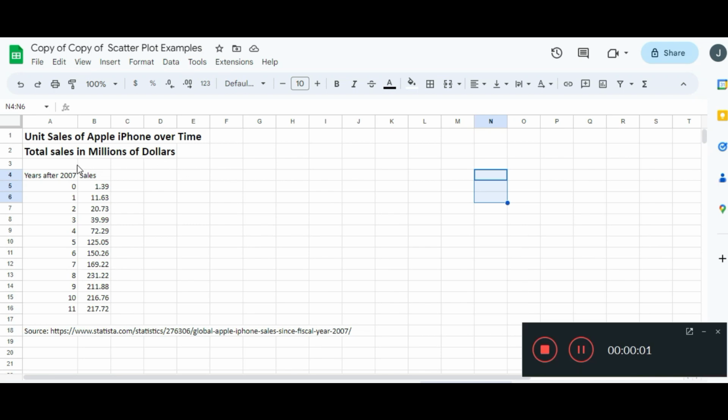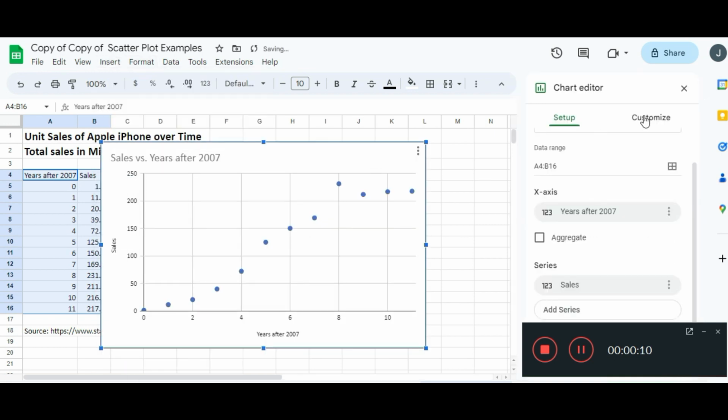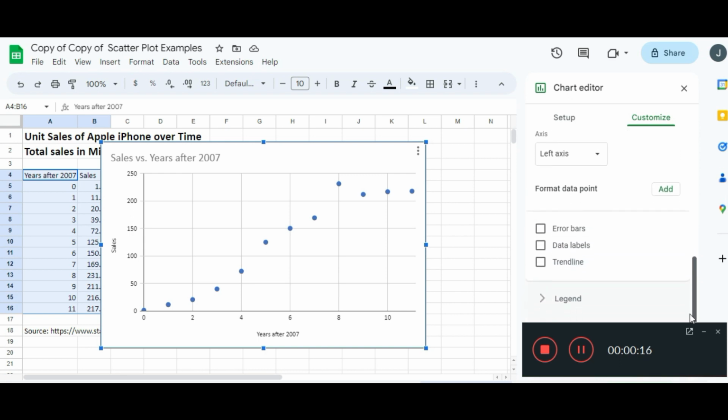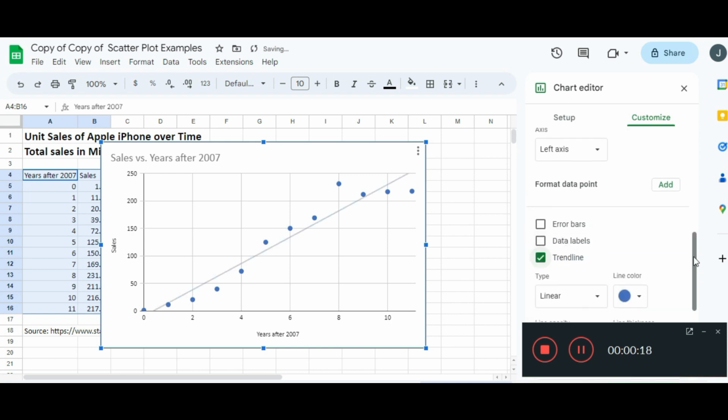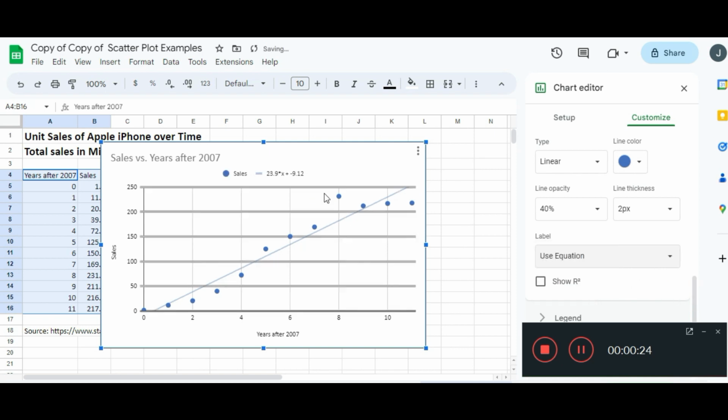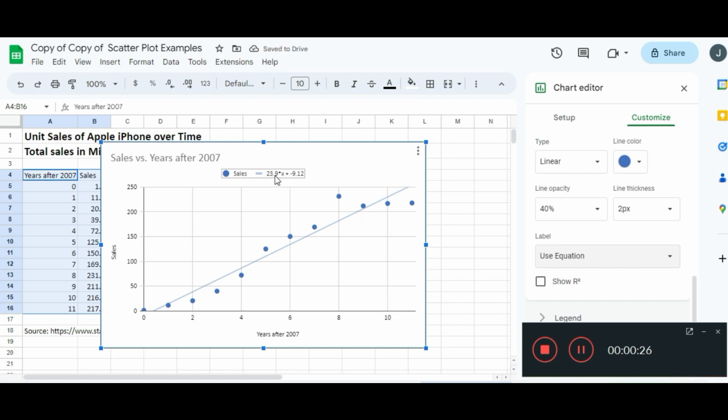Okay, so this is going to show you how to make predictions using a line and curves of best fit. So I'm going to start by making a scatter plot, and I'm going to get my line of best fit by clicking on Customize, Series, and scroll down to hit Trend Line. But then I still need the equation, so scroll down further. Under Label, change it to Use Equation, and now I've got my line of best fit.